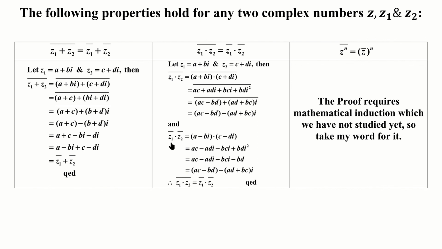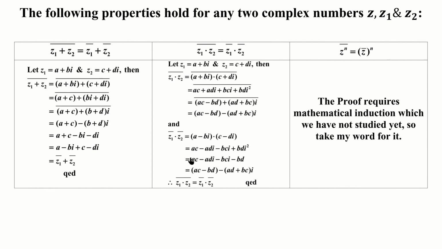Now take a look at the product of the two conjugates. That's going to be a minus bi, the conjugate of z1, times c minus di, which is the conjugate of z2, right? So now we multiply it out, so we get ac minus adi minus bci, and then plus bd i squared, right? Once again, this is going to become negative bd, because i squared is -1. So we get ac minus adi minus bci minus bd.